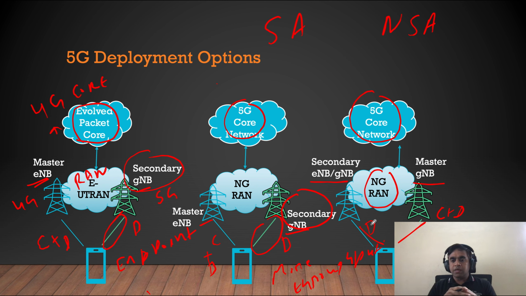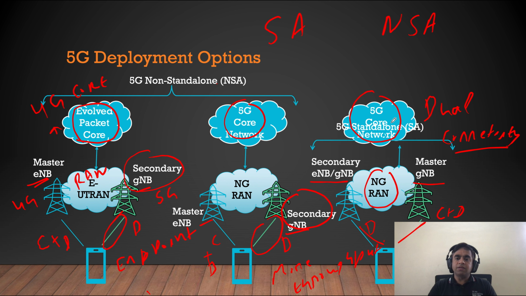But in this case, you have this G node B serving, but at the same time, you have a secondary G node B or E node B. But what is the purpose for that? That is just to have more throughput. So this scenario that you see here, we call it DC or dual connectivity. We will see the benefit of dual connectivity in a later slide. But for now, just understand that in non-standalone, your master is acting as an E node B.